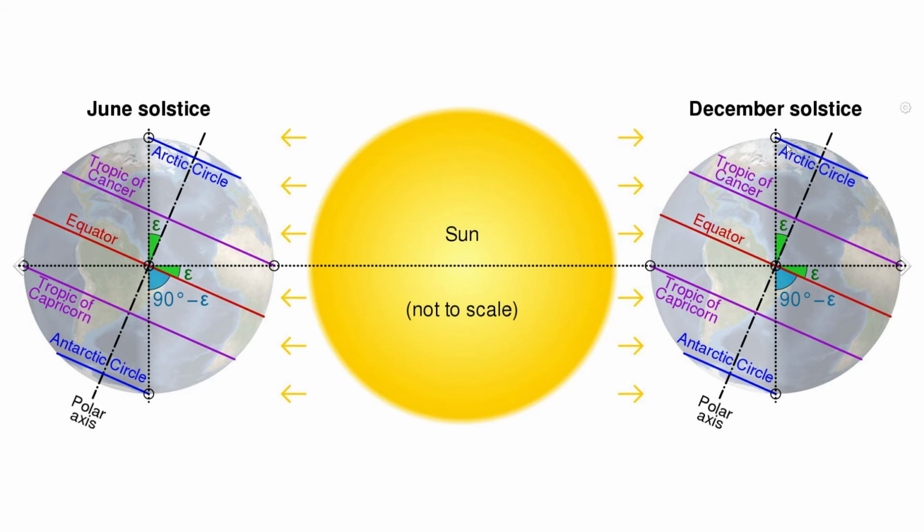And over here in December, during the December solstice, the sun shines as far south as it can go on the Tropic of Capricorn. This is called the winter solstice for the people in the northern hemisphere, and the summer solstice for people in the southern hemisphere, or the December solstice for everybody.